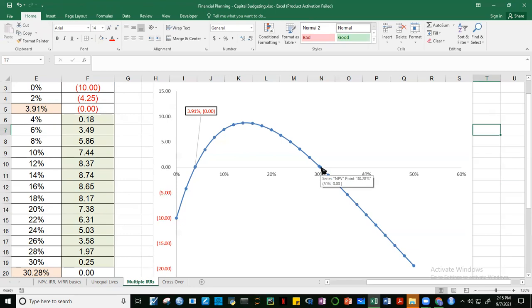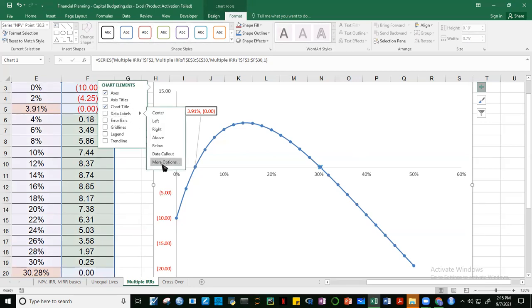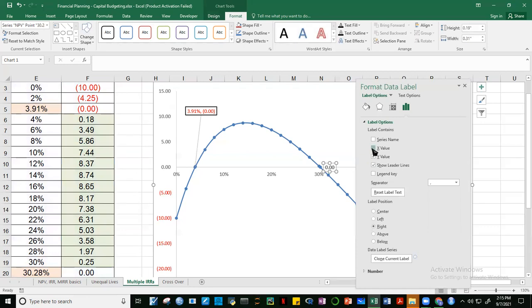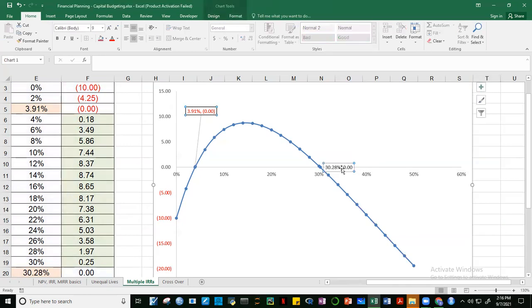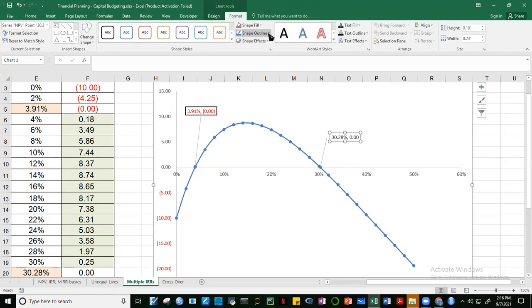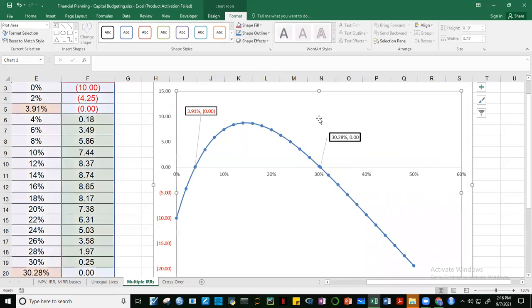Dito naman sa kabila, let's see, 30.28, click again, and then add data labels. Okay, more options, and then let's include the X value. Okay, para ipakita din niya yung NPV. Okay, dito. Then format natin para mas makita yung outline. Okay. So we have here the two IRRs, no? 30.28 with the corresponding 0, yung X-axis, yung NPV, Y-axis pala, X at saka Y.